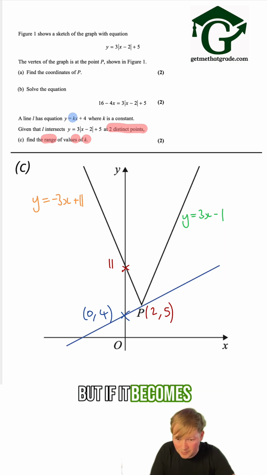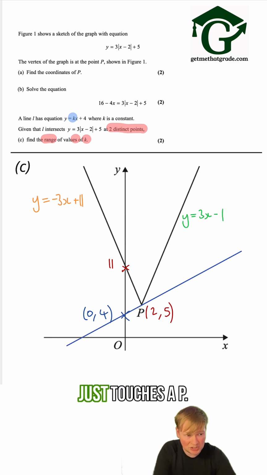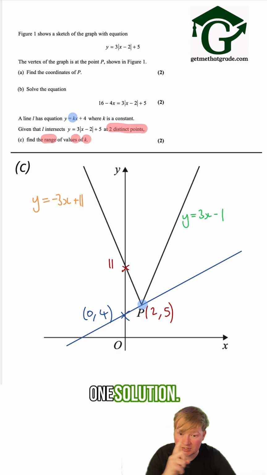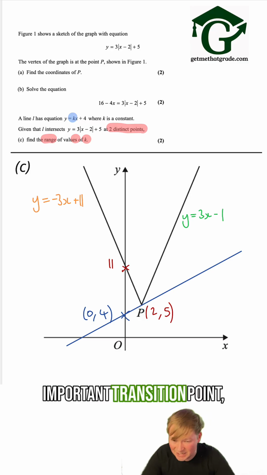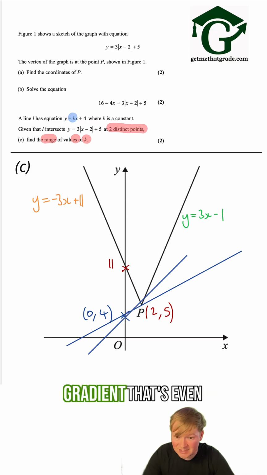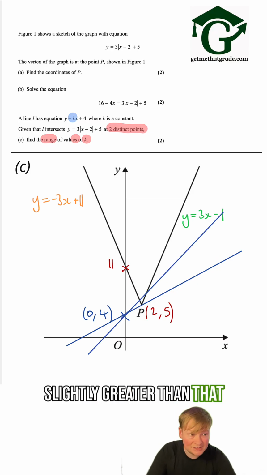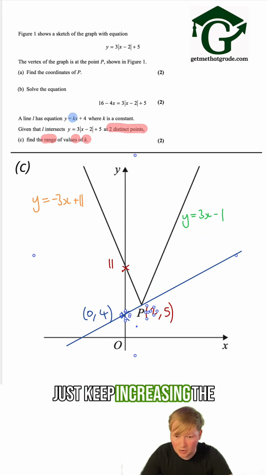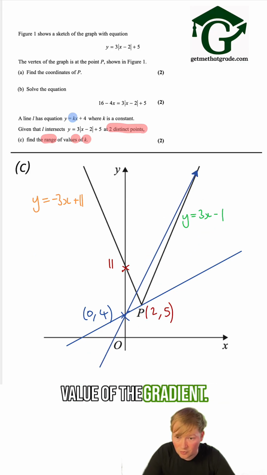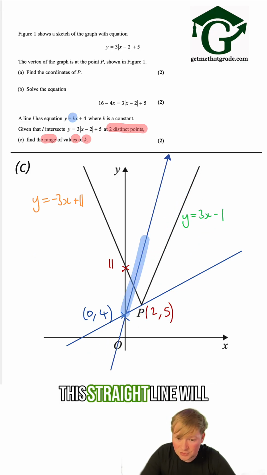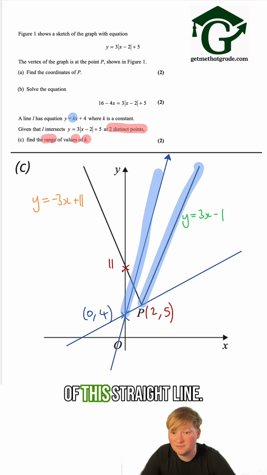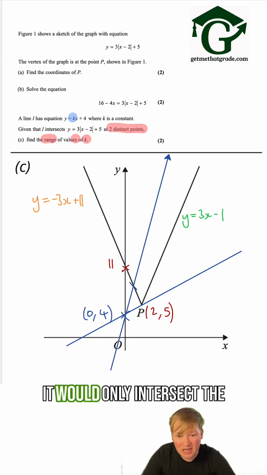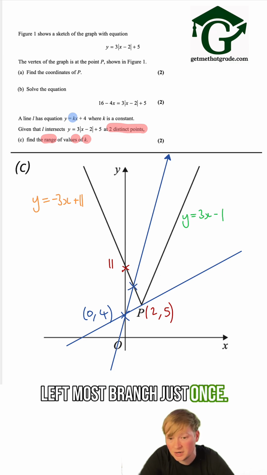But if it becomes sufficiently positive so it just touches at P, that's where we change from 0 solutions to just 1 solution. So that's going to be an important transition point, because any value of the gradient that's even slightly greater than that will lead to 2 distinct solutions. But there is a limit. We can't just keep increasing the value of the gradient. Eventually, the gradient of this straight line will exactly match the gradient of this straight line. And then it wouldn't intersect this rightmost branch. It would only intersect the leftmost branch just once.